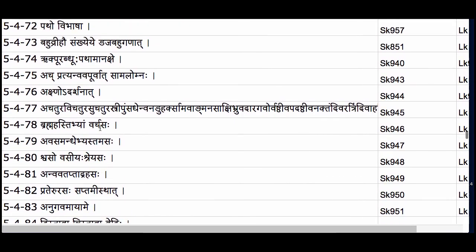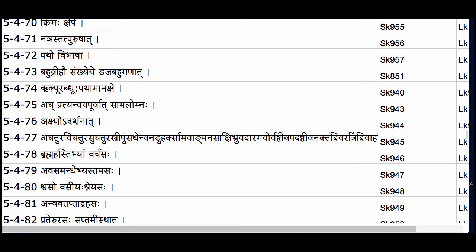And one more thing to note about this sutram is that the anuvritti of bahuvrihau does not come down from the prior sutram 5473 into this sutram 5474. So this sutram 5474 is not limited to bahuvrihi compounds. As long as the conditions mentioned in the sutram 5474 are satisfied, it applies to all compounds, not just bahuvrihi compounds. Okay, with that background, let us now take a look at the vritti of the sutram.